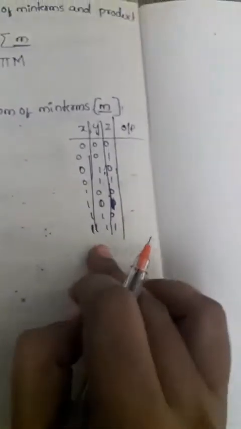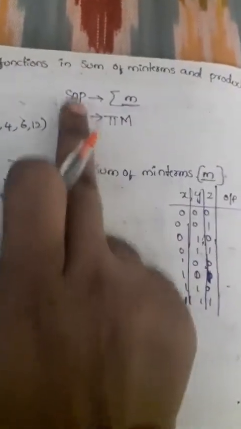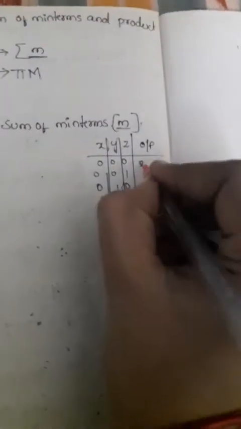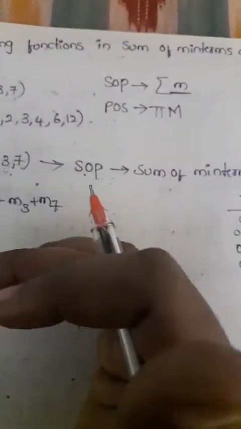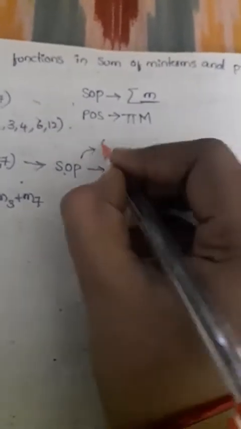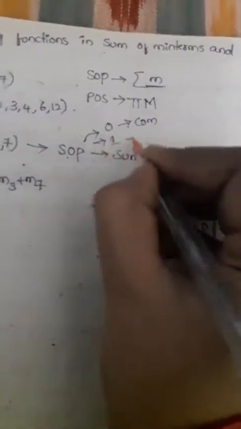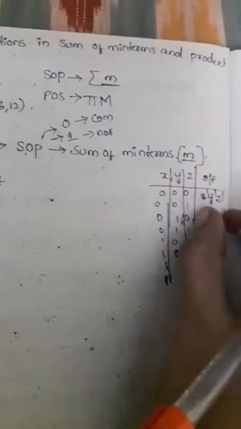So based on these three variables we have to write the sum of minterm equation. That means we have to mention the product terms. So x complement, y complement, z complement. Why I am taking 0 as complement, I already explained in the previous class. In SOP, 0 we have to take as complement, and 1 will be taken as normal, right? So depending on these combinations we have to write the expression.